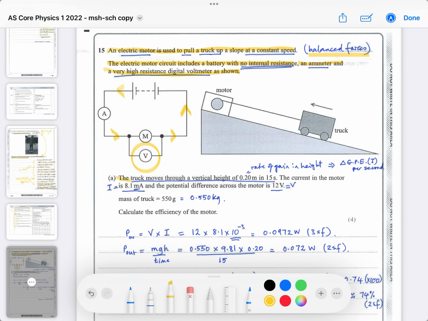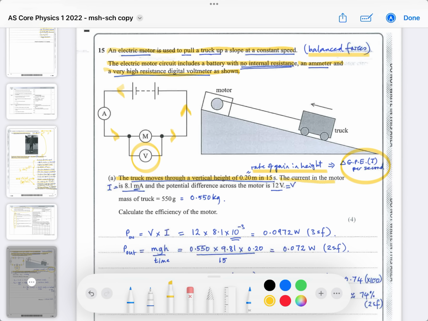Part A says the truck moves through a vertical height of 0.2 meters in 15 seconds. So it's the rate of gain of height, and you could say it's joules per second, so you could work out the joules per second. In A level, you've got to get used to the fact that you've got to work out the rate of change of things, including, for example, the rate of flow of a water jet, which will be kilograms per second.